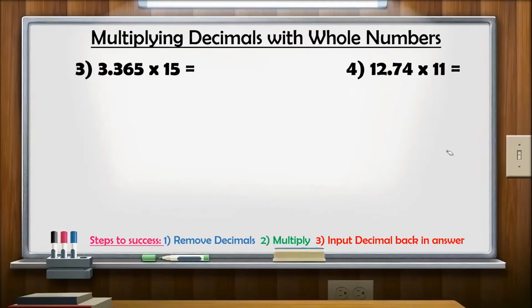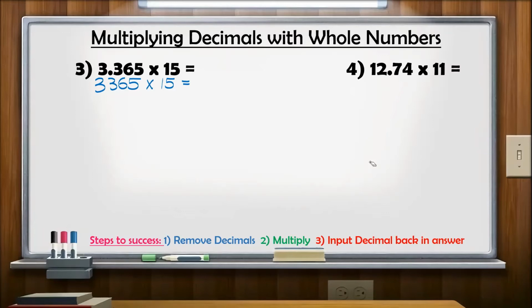3.365 times 15. We are going to still follow our steps to success to get to our final answer. So step 1 instructs me to set up the question by rewriting the problem by removing the decimal point. So 3.365 times 15 will now become 3,365 times 15. Step 2 requires us to multiply what we now have, 3,365 times 15. And again, I will rewrite this question and solve it as I would normally do for any other multiplication problem which involves whole numbers.